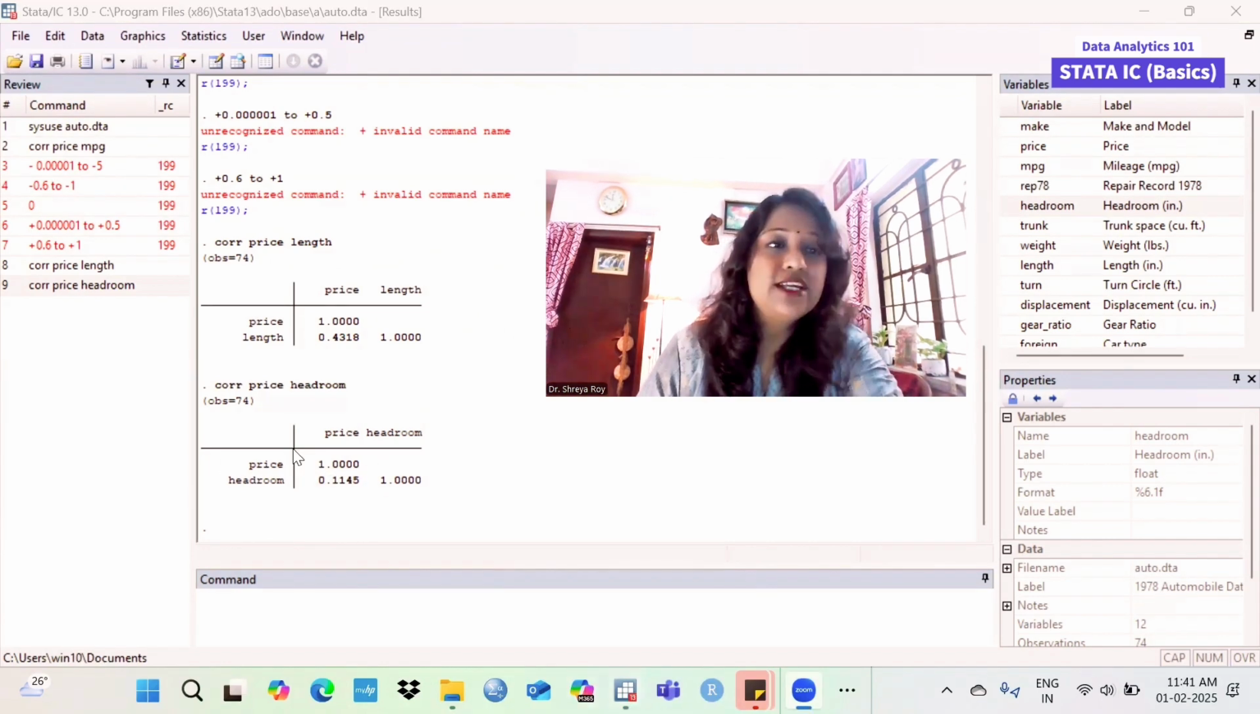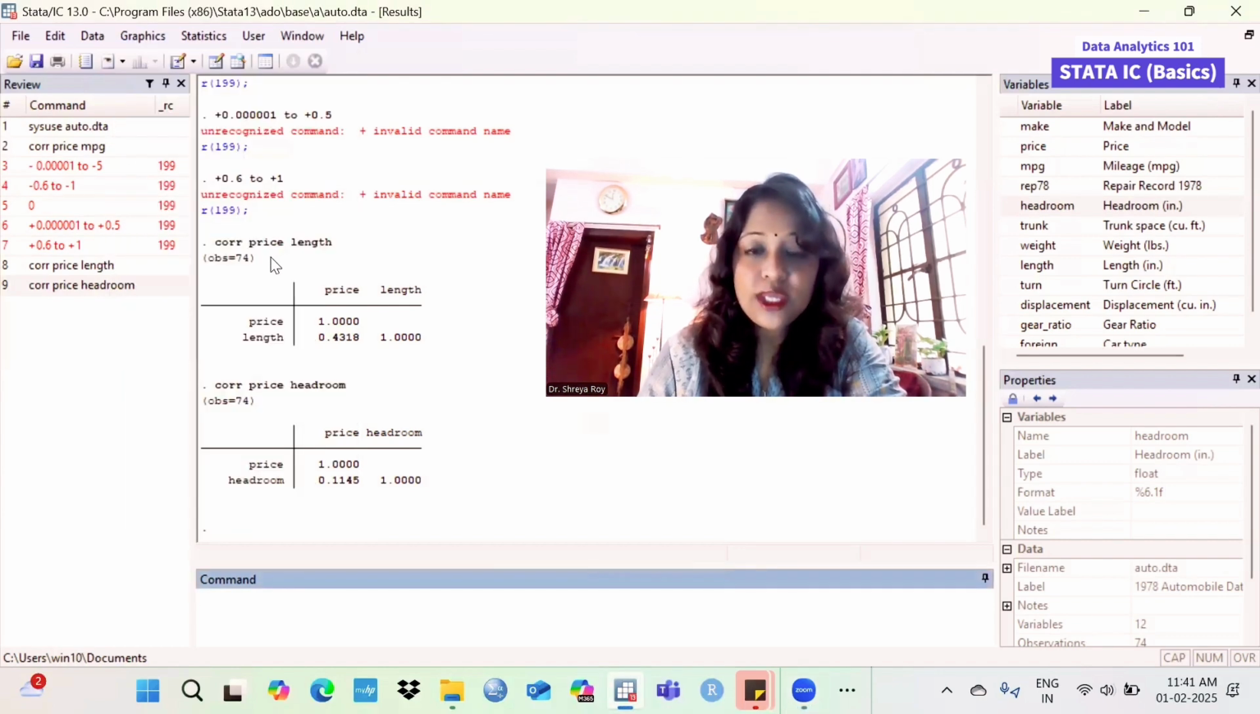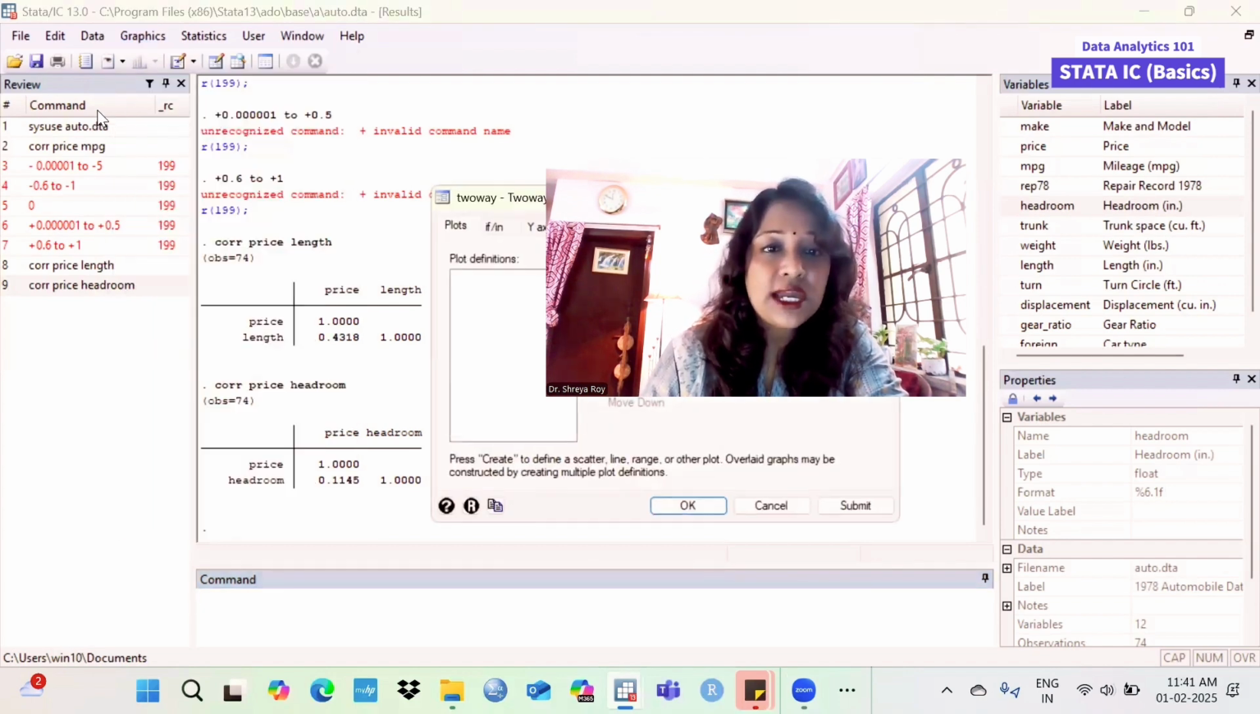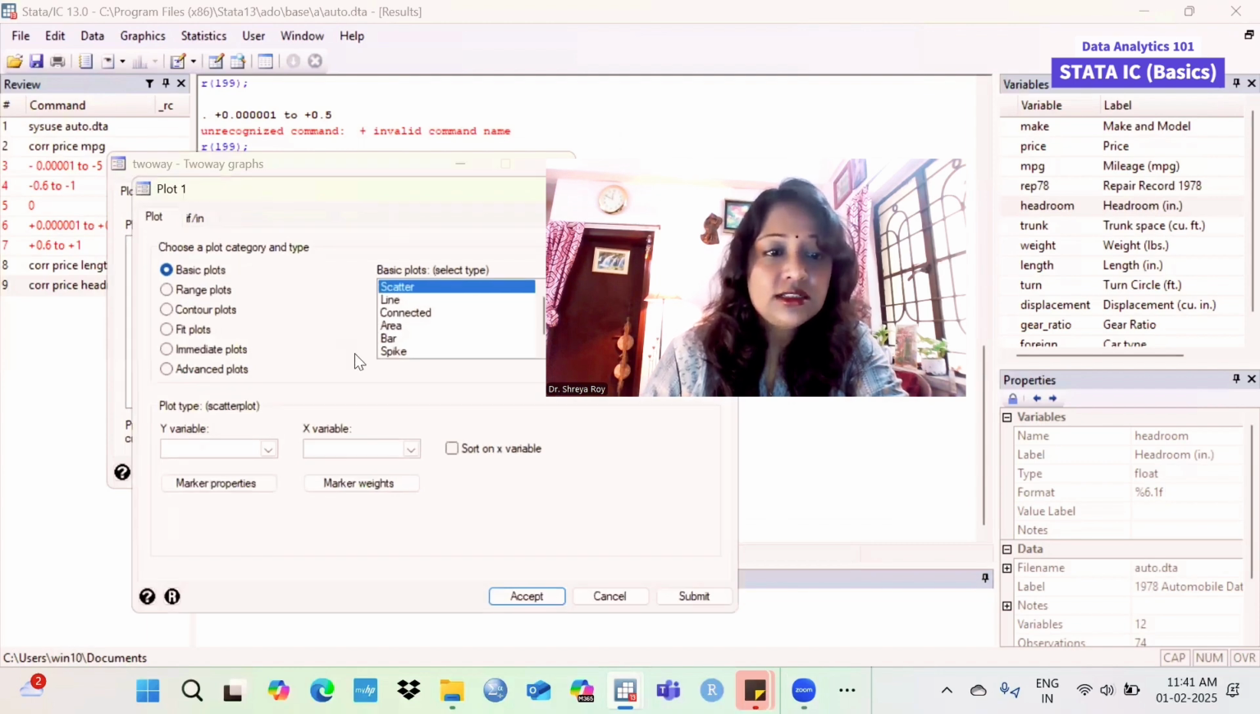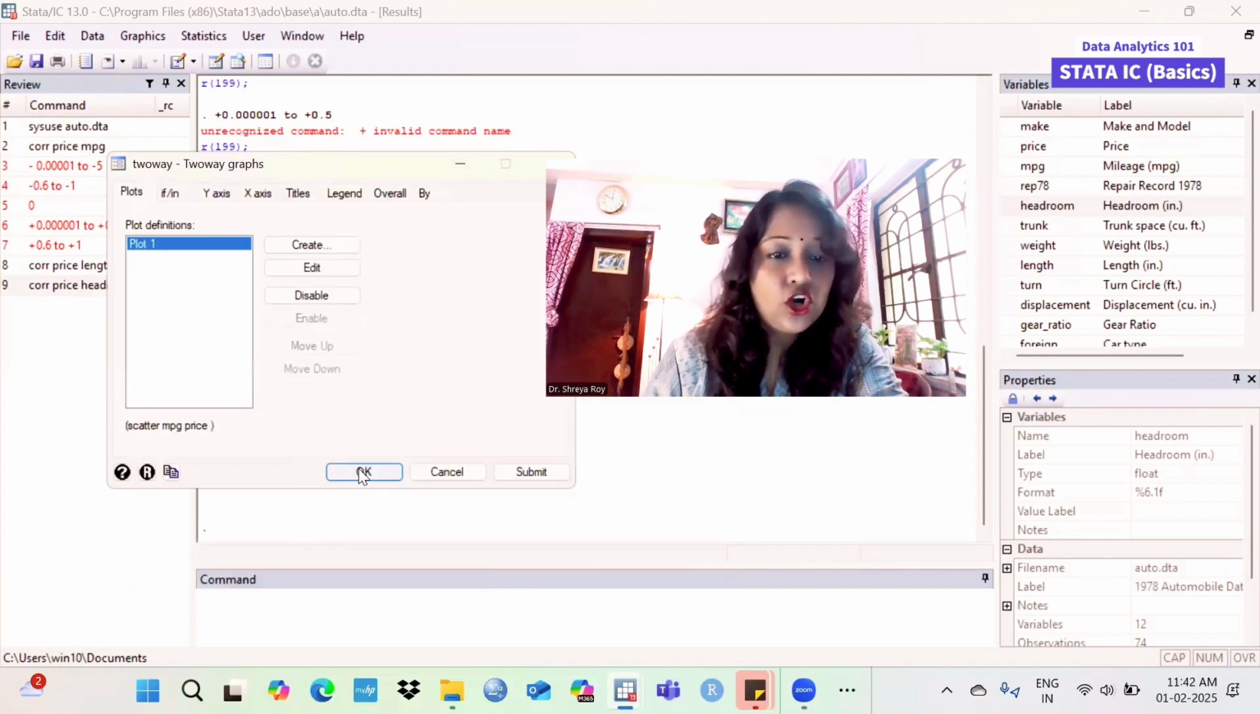Now let's take a look at the graphics or visual representation of how to plot correlation using a scatterplot. Now we are doing the scatterplot, which is the plot for correlation. Go to graphics, two-way scatter, create scatter. For the x-axis, let's select price. For the y-axis, let's select MPG, and click on accept and click on OK.